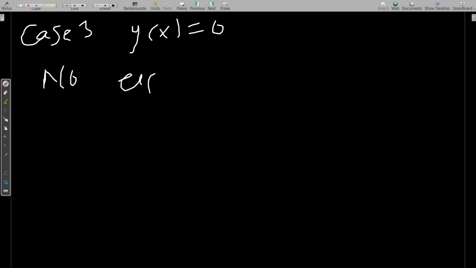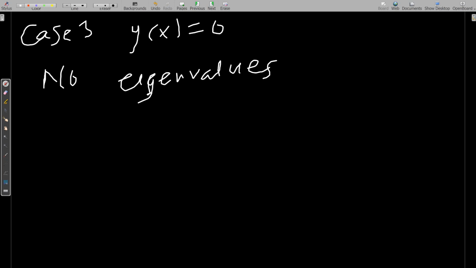Meaning the case 3 has also yielded the trivial solution y of x equals 0, meaning that we have no eigenvalues, and for that matter we don't have any eigenfunctions as well, since we have only the trivial solution here.